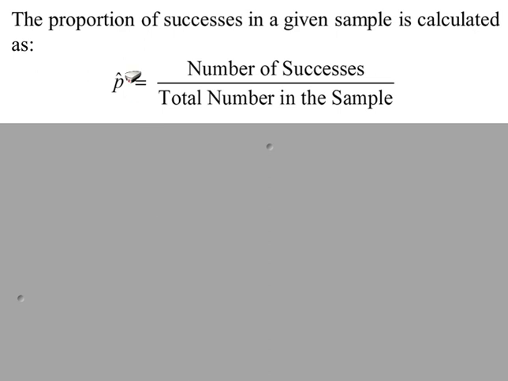The first step is to calculate a value called p hat. This is the proportion of successes in a given sample. So you take the number of successes and you divide it by the total number in the sample. The hat represents an estimated value. We're using this to estimate the population value.